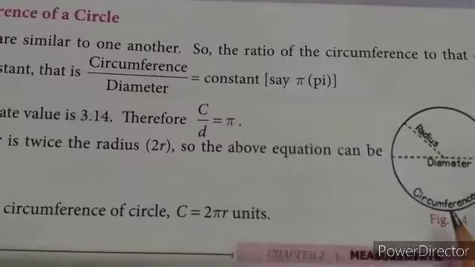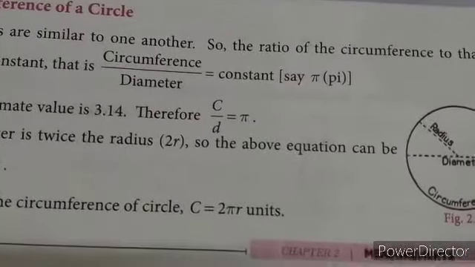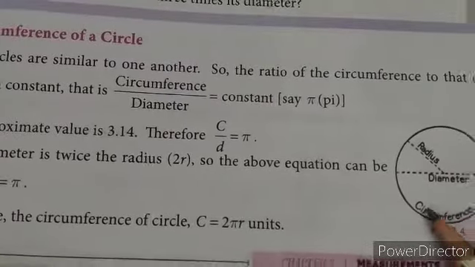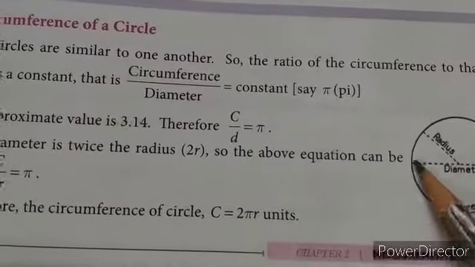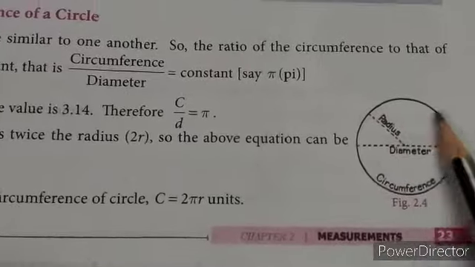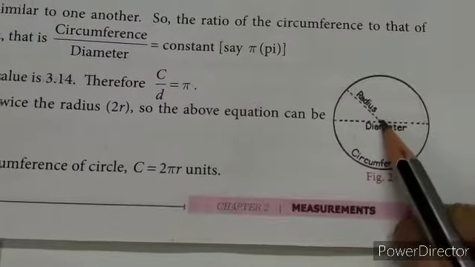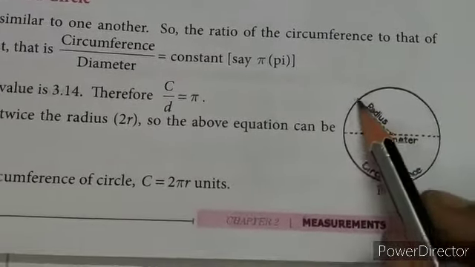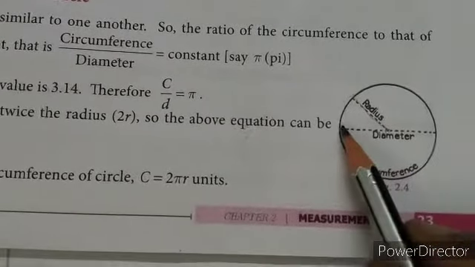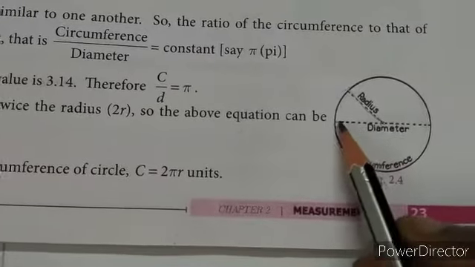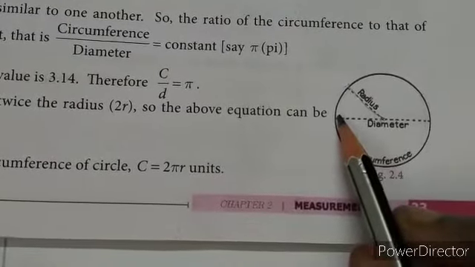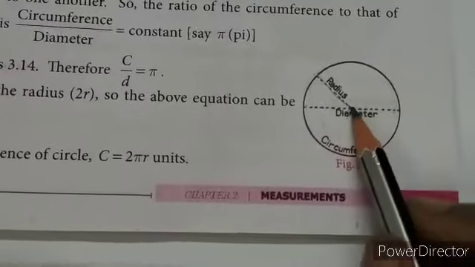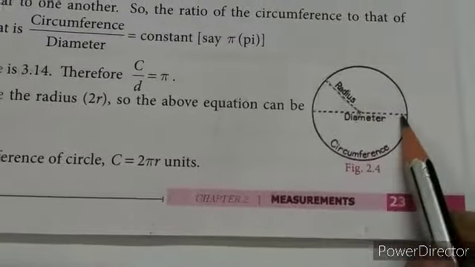Perimeter is nothing but, in 2D shapes, the sum of all the sides. When it is a circle, we name it the circumference of a circle. From the center point to the circumference, that is the boundary of the circle, it is a radius. And the longest chord, which passes through the center of the circle, is a diameter. A diameter has two radii.